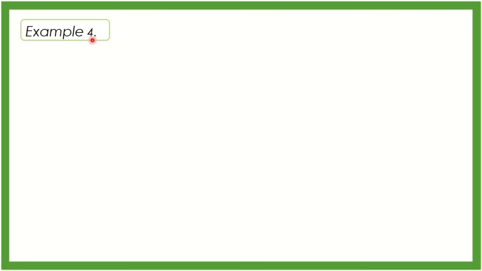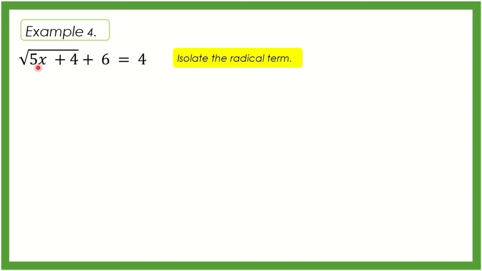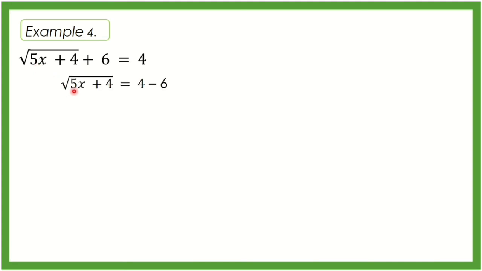Let's have example 4. Square root of 5x plus 4 plus 6 equals 4. I-isolate muna natin yung radical term. Siya yung maiiwan sa isang side. We have square root of 5x plus 4 equals 4. I-transpose natin yung 6, magiging negative 6. Then simplify. We have square root of 5x plus 4 that is equal to negative 2. 4 minus 6 is negative 2.